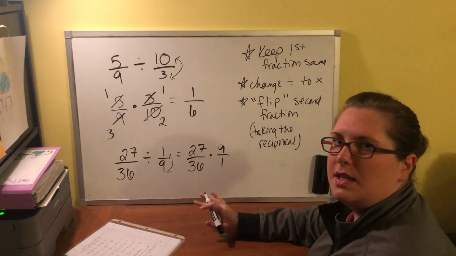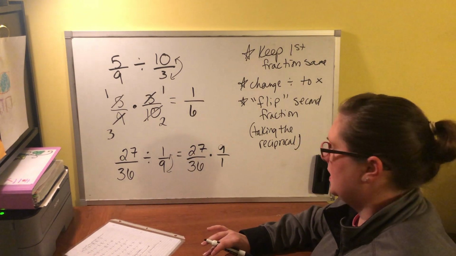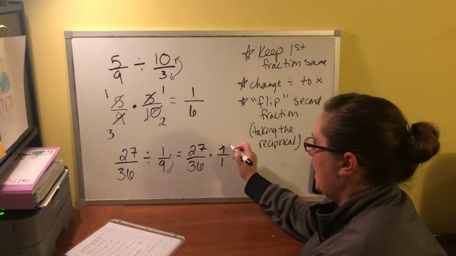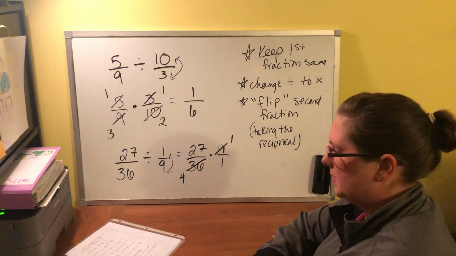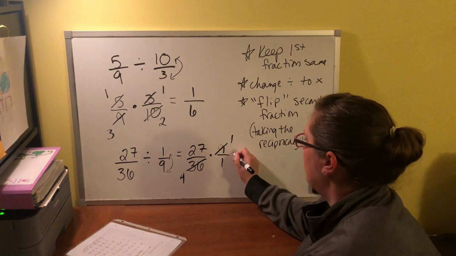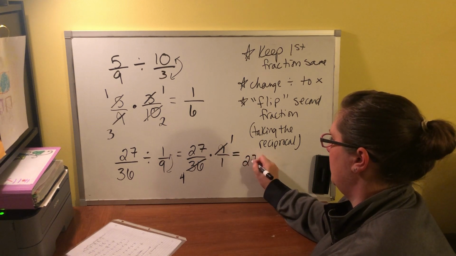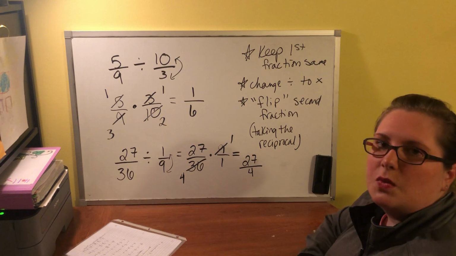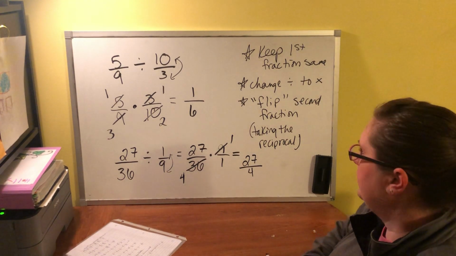Let's look diagonally and see if anything cancels. Well, 27 and 1, nothing reduces, nothing cancels. So let's go ahead and look at 9 and 36. 9 goes into 9 one time and goes into 36 4 times, okay? From here, we can go ahead and multiply straight across. Well, 27 times 1 is 27, over 4 times 1 is 4. And now we're left with an improper fraction of 27 over 4, okay?